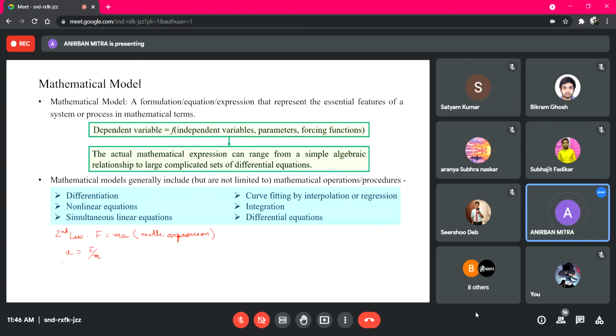Same thing. So, acceleration could be considered as the dependent variable. F is, of course, the forcing function, and m is the system parameter. Now, what is missing here? Is anything missing from this mathematical model?